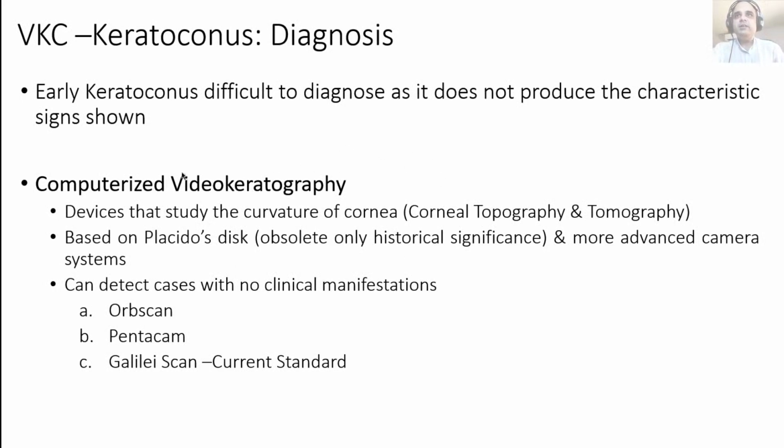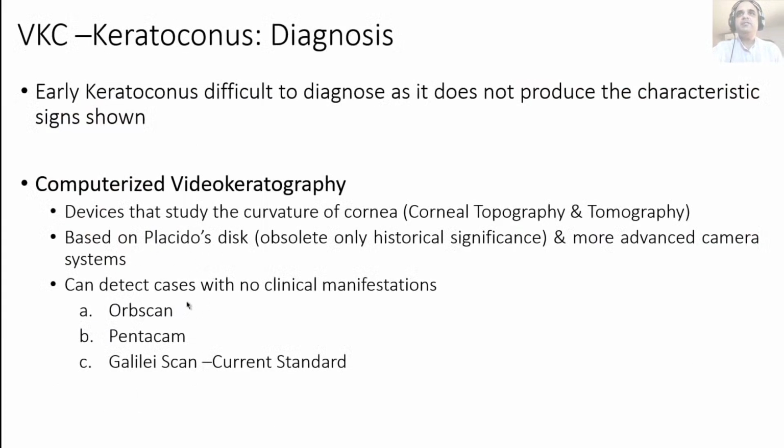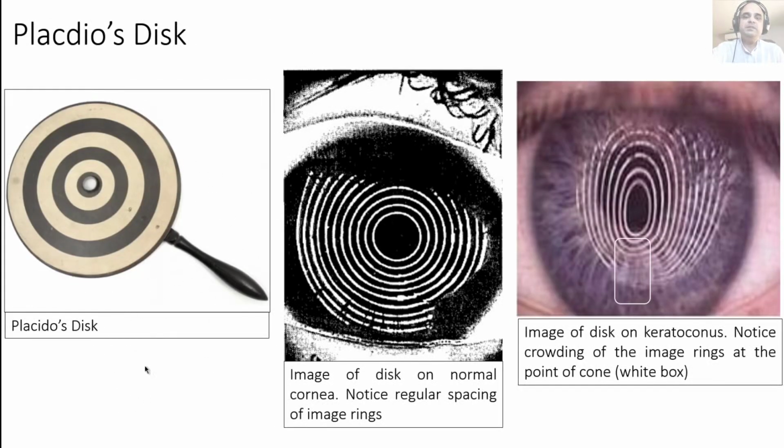So the video keratography machines are of various types: ARP scan, Pentacam, and Galilei. Galilei is the current standard for studying the corneal curvature. The ARP scan and Pentacam are basically based on something called a Placido's disc. Galilei is based on a more advanced camera system that I'll just show you. And this is a Placido's disc. Placido's disc is old, in fact, from a time when this was powered by the sun.